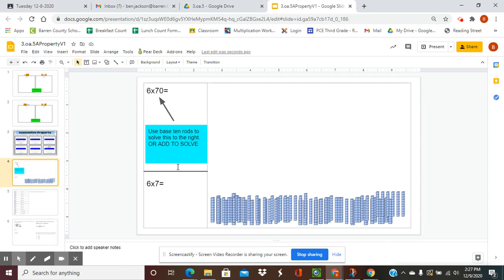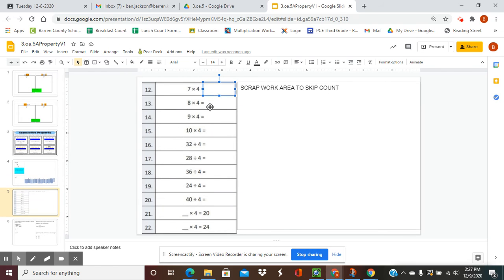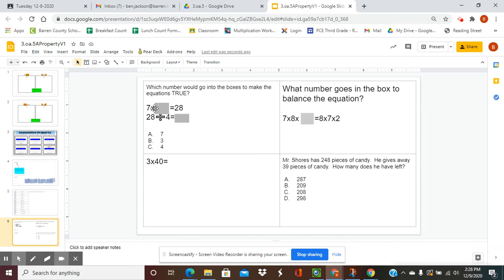Okay, you've got a review here. I want to see you guys use the rods, or make the connection to know what 6 times 7 is. Maybe you could figure out what 6 times 70 is. New feature, I've added individual text boxes for every one of these. You're multiplying and dividing by 4. Here, 7 times what number is 28? 28 divided by 4 is what answer? Okay, so let's look at the next one.